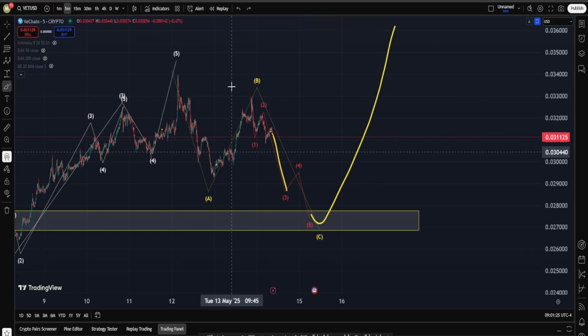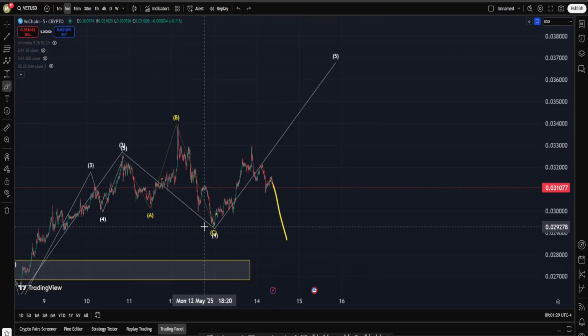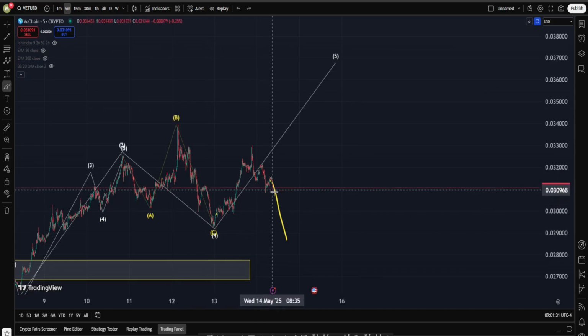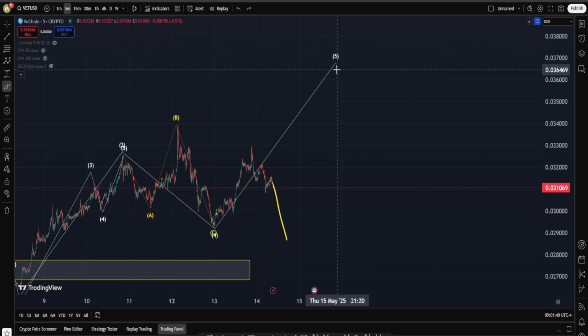So for now, let's be a bit optimistic in VeChain, and let's hope before we take this important low about 2.5 cents, we are going to have a rather strong bounce in order to take this high, and that could potentially confirm that we are having in here a 1, 2, 3, 4, 5 into this beautiful wave 5. And I hope I explained everything well and you understood what is going on in VeChain's chart.